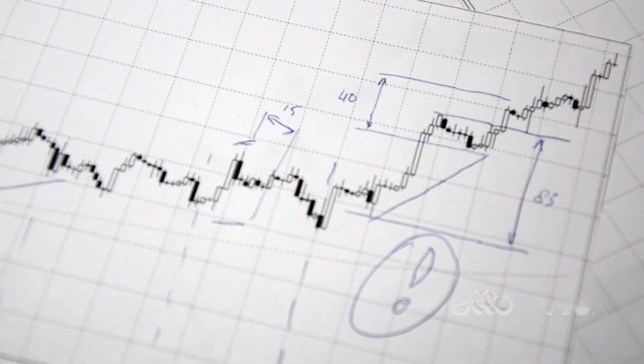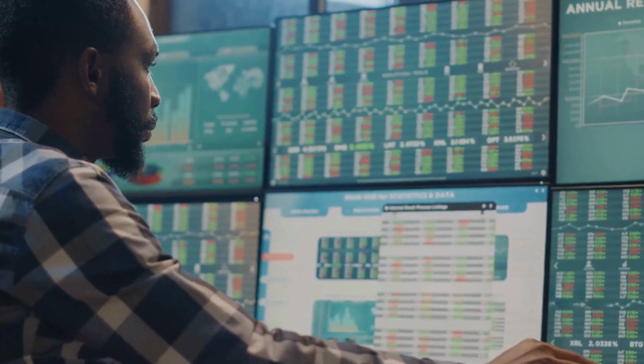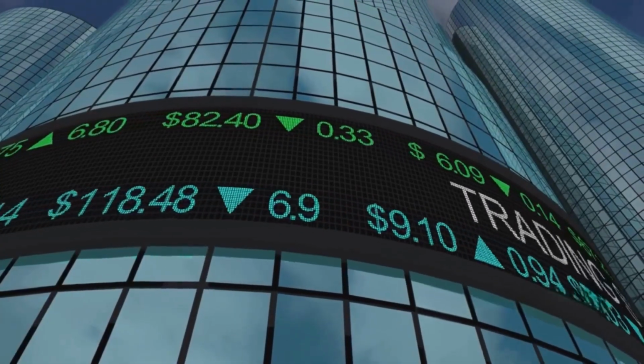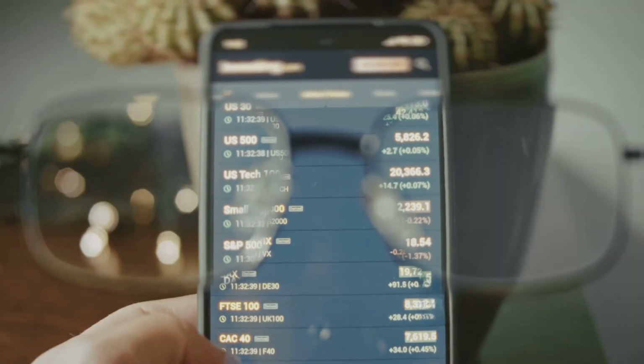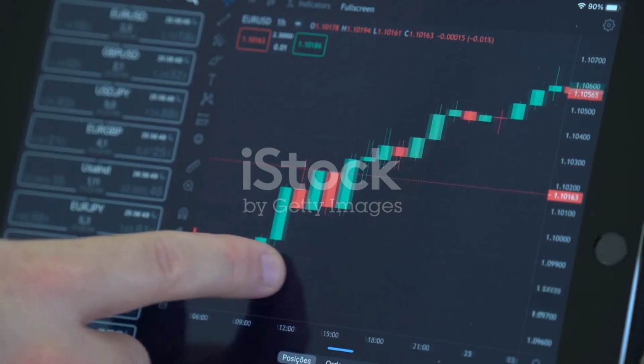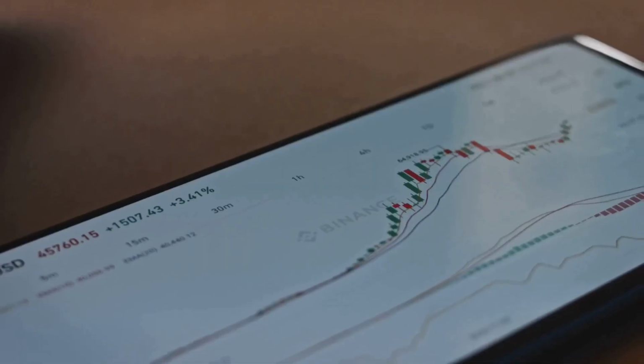But what if you could anticipate those turning points with much more accuracy? In this video, I'll show you how Fibonacci can revolutionize your trading. Practically, not just in theory. Let's dive in. Let's get right to the heart of Fibonacci trading, the retracement tool.